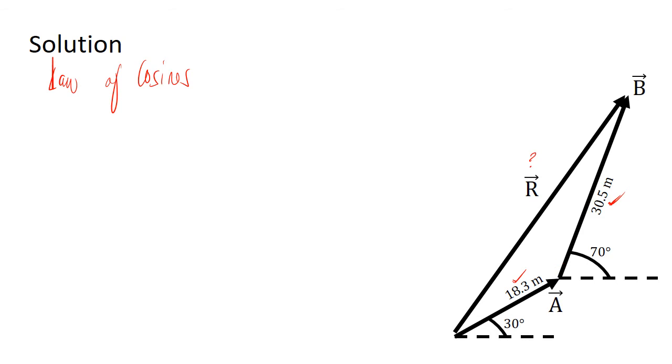So how do we do that? I will first extend the horizontal reference line for vector B. And since the reference line for vector A is also a horizontal line, I can say that these two lines are parallel. Okay. And if we have two parallel lines and one intersecting line, we know that alternate interior angles are equal. That is, if this angle is 30 degrees, then this angle is also 30 degrees.